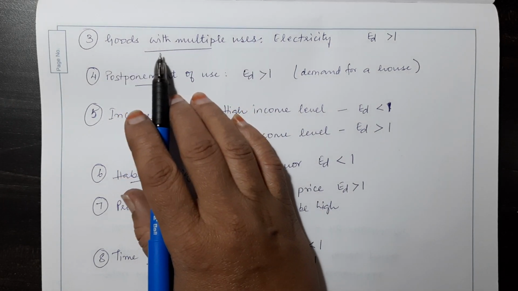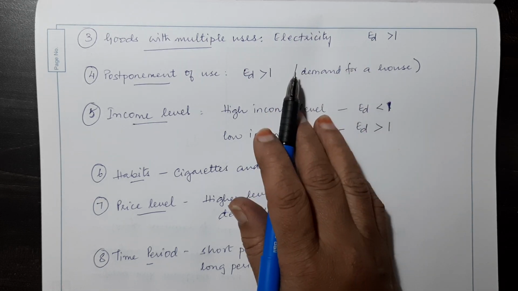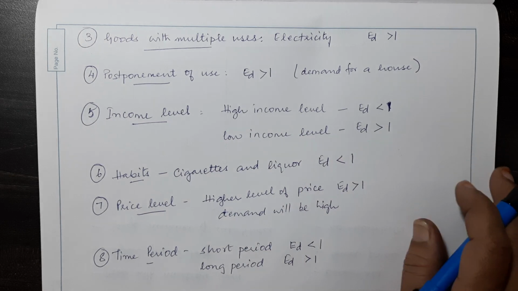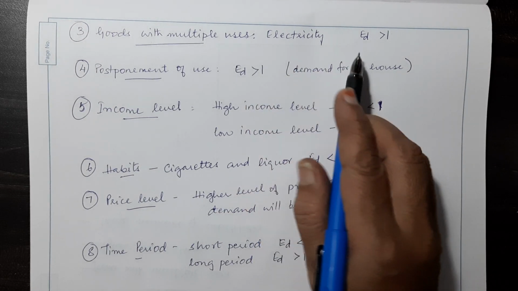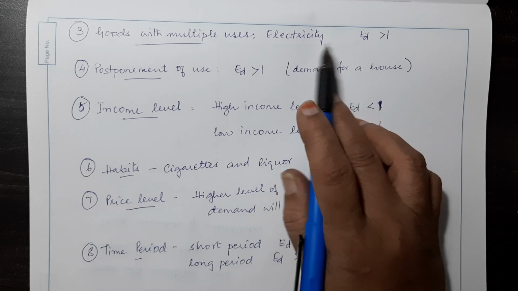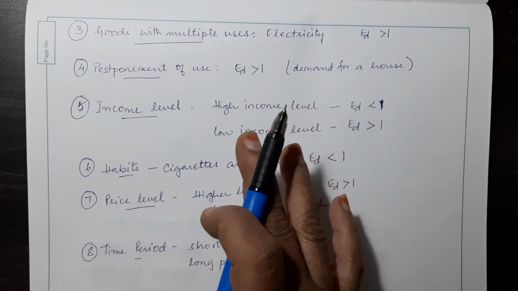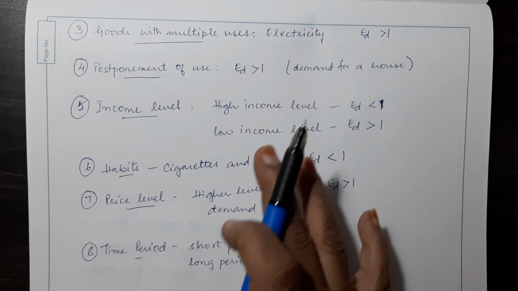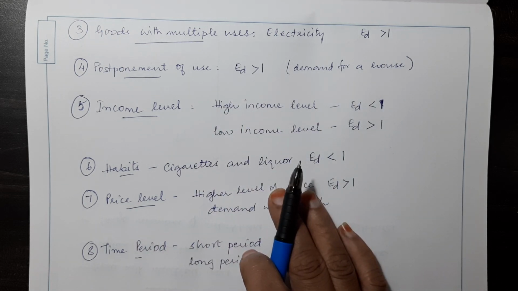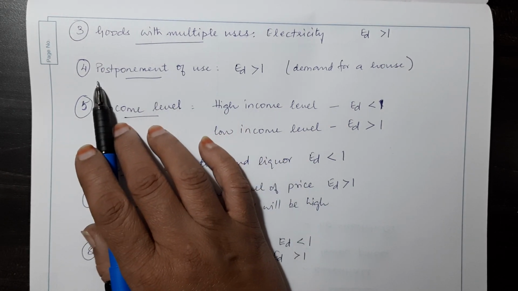The third factor is goods with multiple uses like electricity. See, electricity can be put to many uses, not one, isn't it? Some of them are important uses and some of them are very small uses. So in this case, elasticity of demand will be greater than 1. But when the price of electricity goes up, then what happens is the activities that are of more use to us or which are more important will be given importance and the lesser importance will be kept aside. Right?